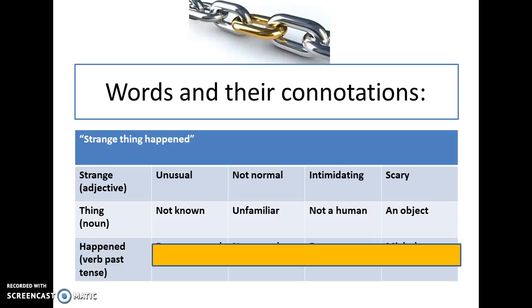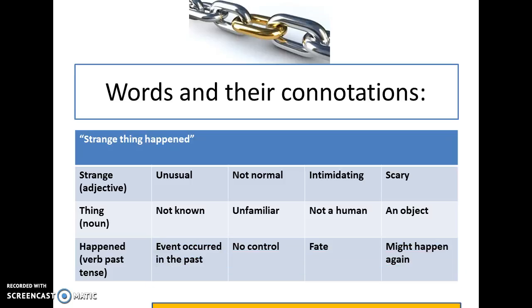Okay, next. The word thing is a noun. Now, let's think about what we associate with a thing. Well, there's a lack of identification. It's not known. It's unfamiliar. Then we think of the thing as being an object, not a human being. We can even look at the verb past tense word of happened. What do we associate with the word happened? Well, clearly the event occurred in the past, and normally things that happen in the past, we have no control over them. It could also be associated with fate, and perhaps, history tends to repeat itself. Maybe if the strange thing happened before, it might happen again.